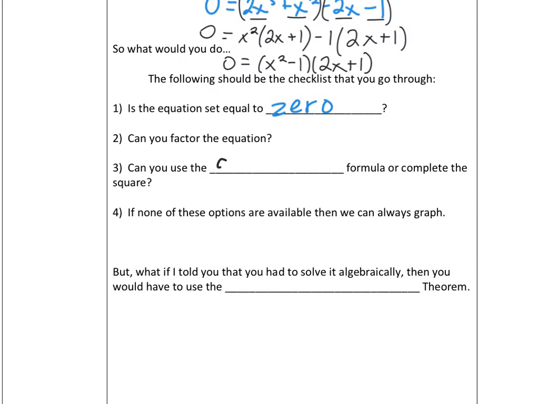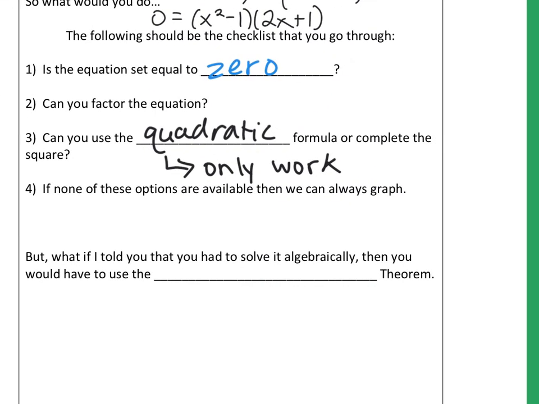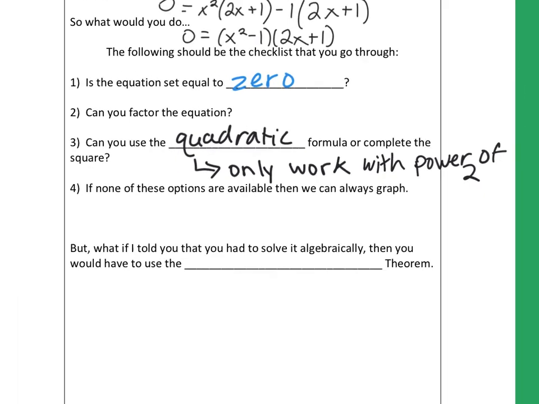It says, can you use the quadratic formula or complete the square? So if I can't factor it by grouping, then it says, can you use that quadratic formula? But remember, that quadratic formula only works with powers of 2. So if, for instance, they gave me 2x to the 3rd up here, that wouldn't work with the quadratic formula. It's got to be a power of 2. Got to be your highest. So this doesn't work for everything, okay?